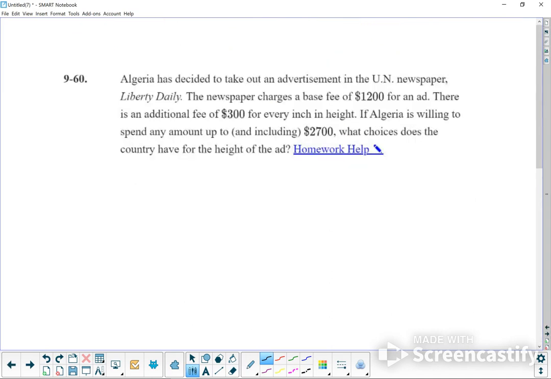Okay, that's the next one, number 60. This is a big word problem. You have to read it and really understand it. So read it a couple times. Don't let me ruin it for you.